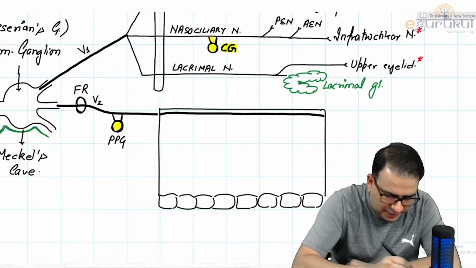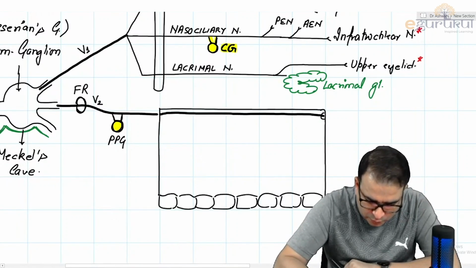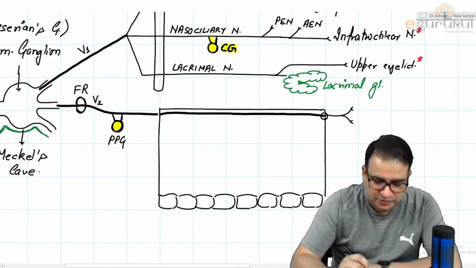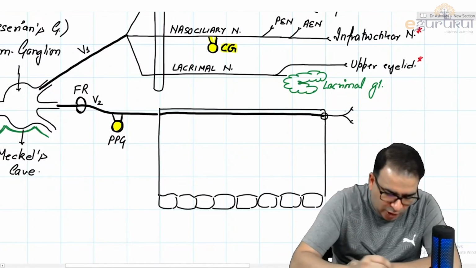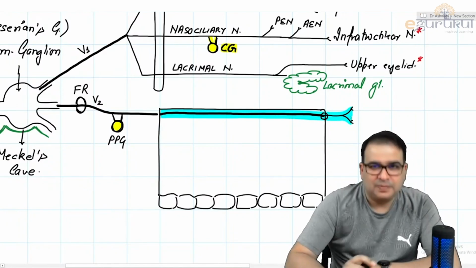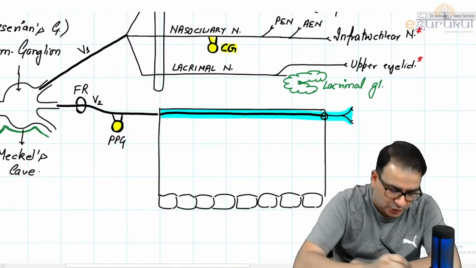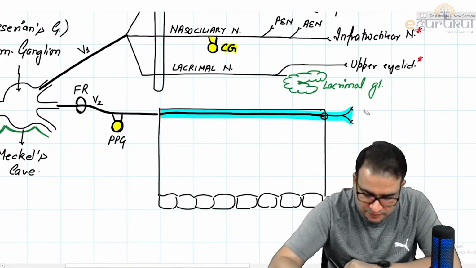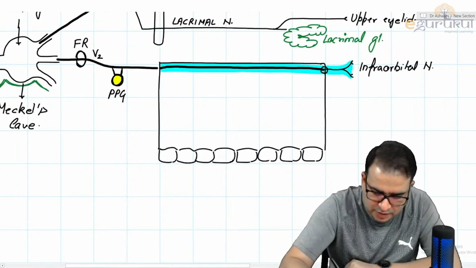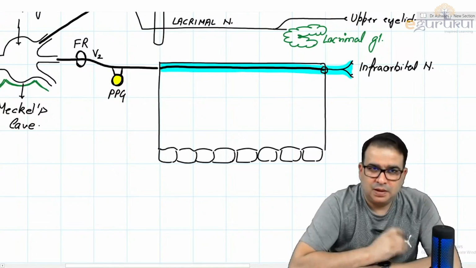And ultimately, it will come out of a foramen, which is called the infraorbital foramen, and supply the skin on the face. Well, infraorbital nerve is not only this. Infraorbital nerve is this entire thing. Do remember that the whole thing is the infraorbital nerve, because it is running in the floor of the orbit. So this whole nerve is infraorbital nerve. That is infraorbital nerve. Clear, guys.